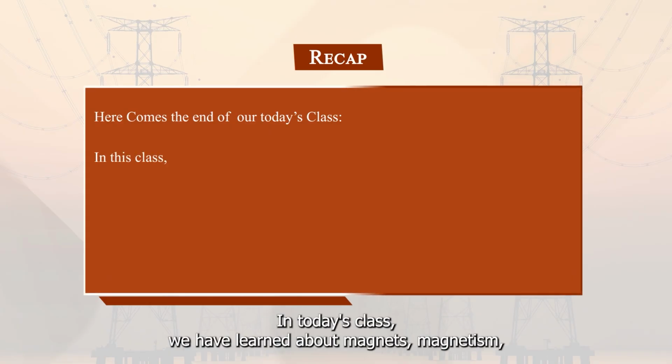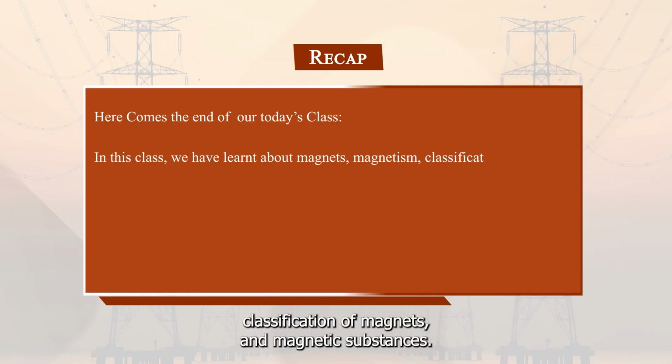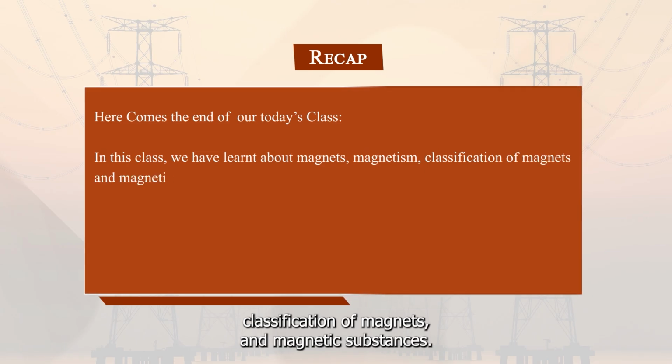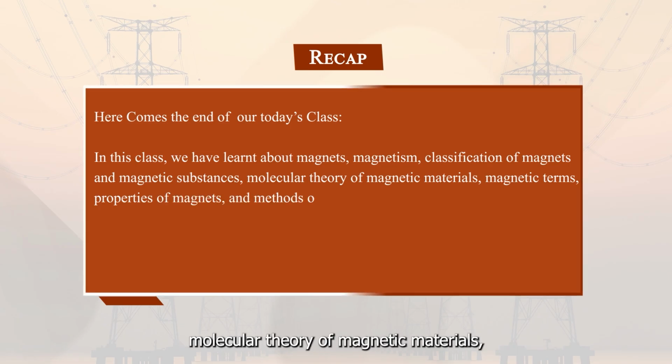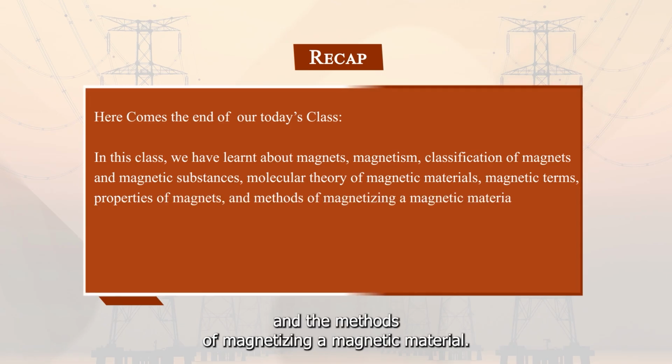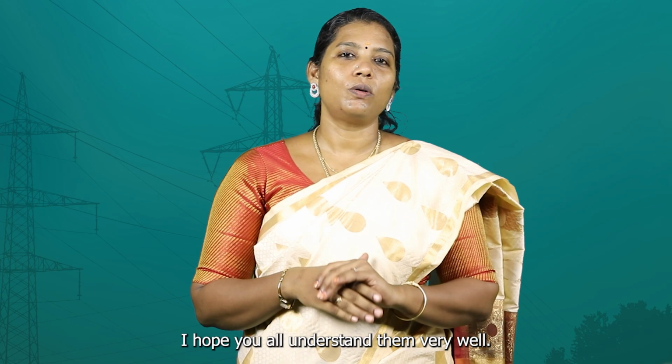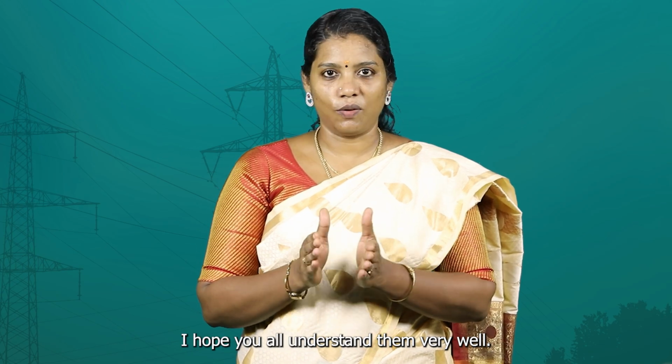In today's class, we have learnt about magnets, magnetism, classification of magnets and magnetic substances, the magnetic terms, properties of magnets, molecular theory of magnetic materials, and the methods of magnetizing a magnetic material. I hope you all understand them very well.